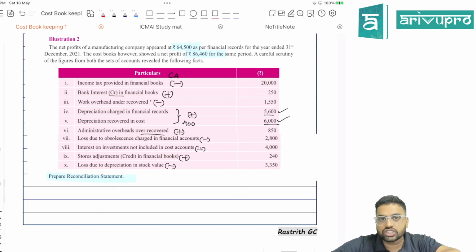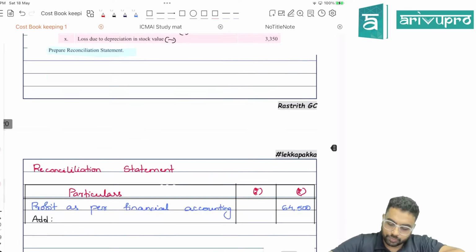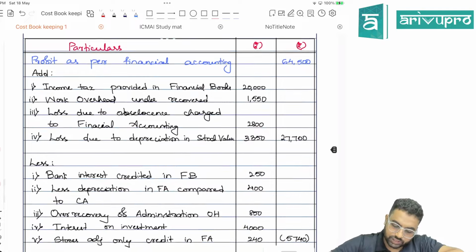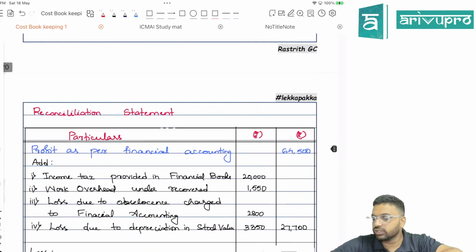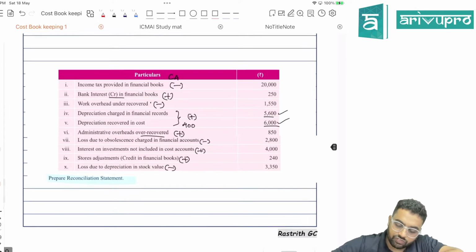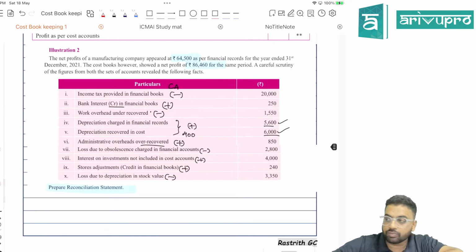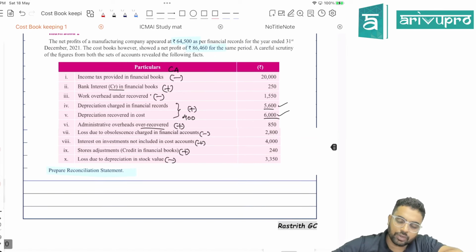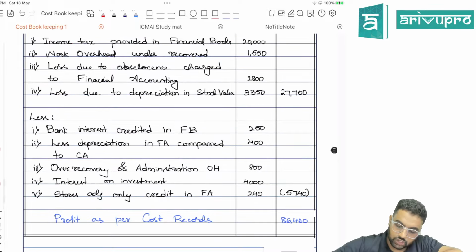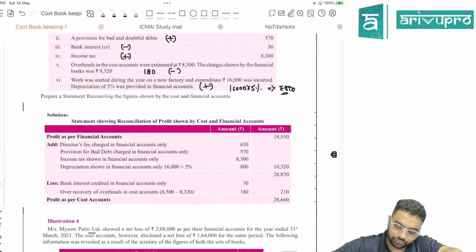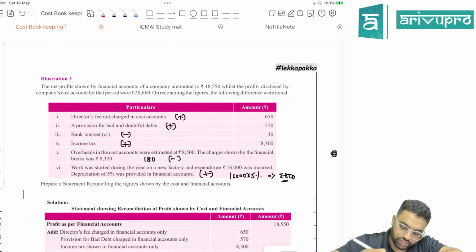So this is all about the first question. You should present it this way. See here in the answer I took the starting point as financial accounting. You can take it as cost records. If you take financial accounting as a starting point, everything in the answer will be reversed, because there we should see what they have done in the cost books, and that we should incorporate in our finance books. Done, sir. Next illustration.